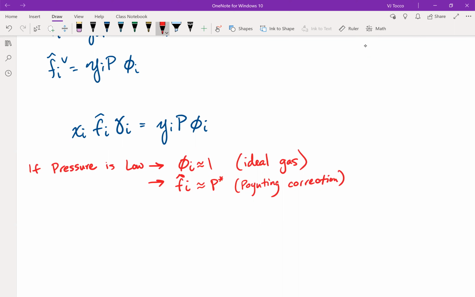And then going all the way back to the Poynting correction, we could say that the mixture fugacity of component i in the liquid phase is equal to the vapor pressure. If we plug both of these things in, we get our modified Raoult's law back: xi pi star gamma i is equal to yi P. So hopefully that explains a little bit of where Raoult's law comes from. I'm going to wrap up the first video now. I'm going to do one more video and then we'll do an example problem.